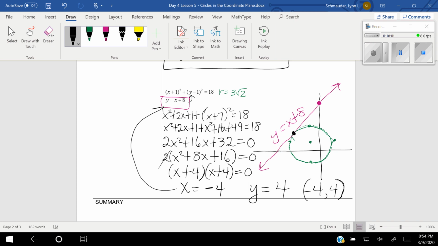And hey, remind me when we're in class together again, I want to show you how to solve these kinds of problems graphically with your calculator. I think you'll like it.